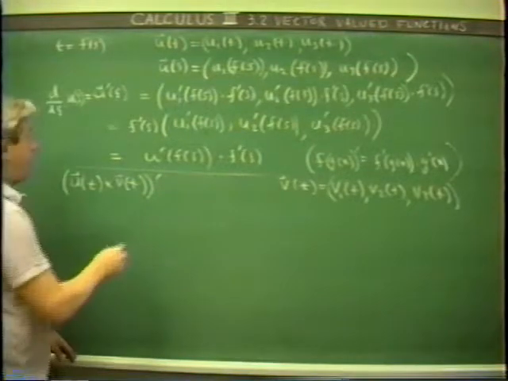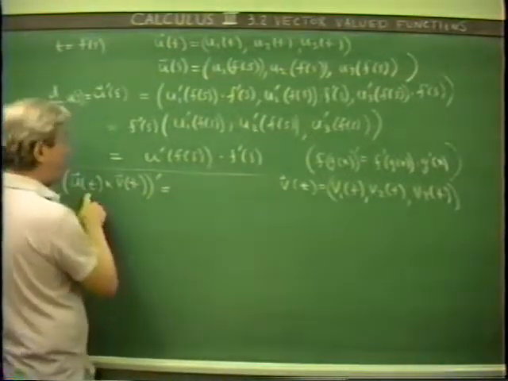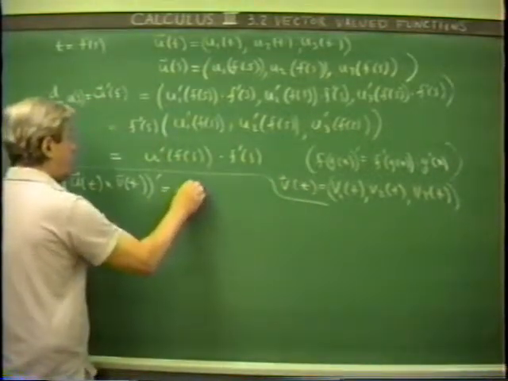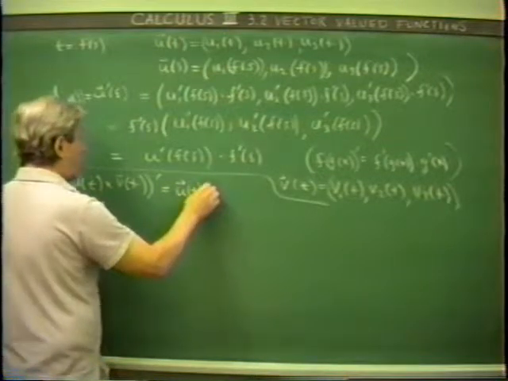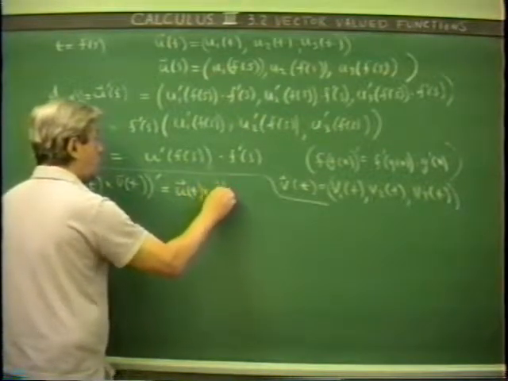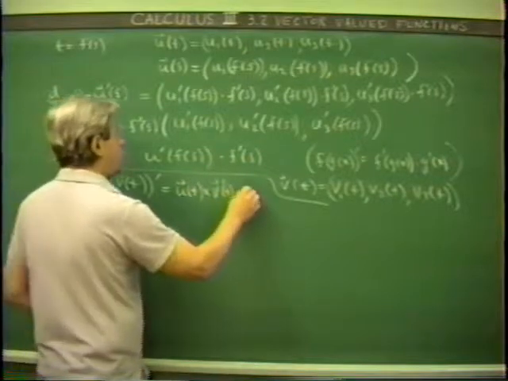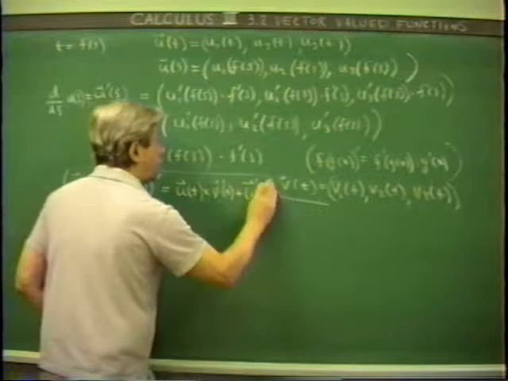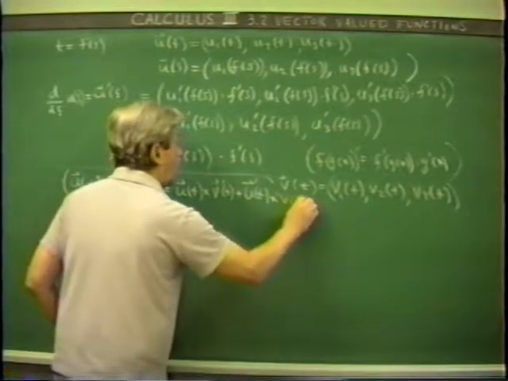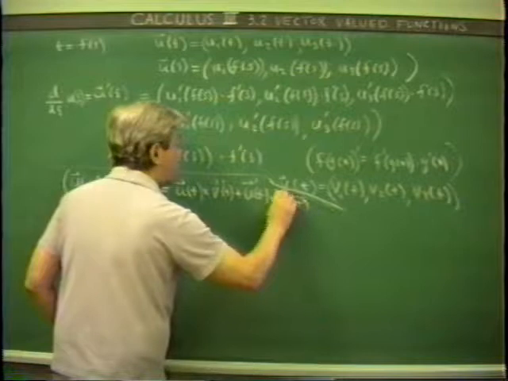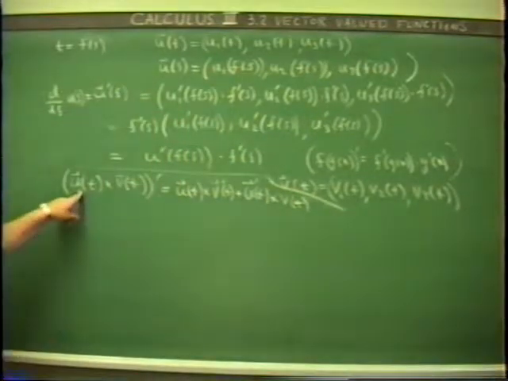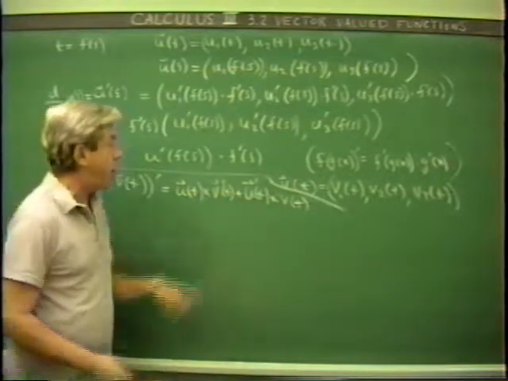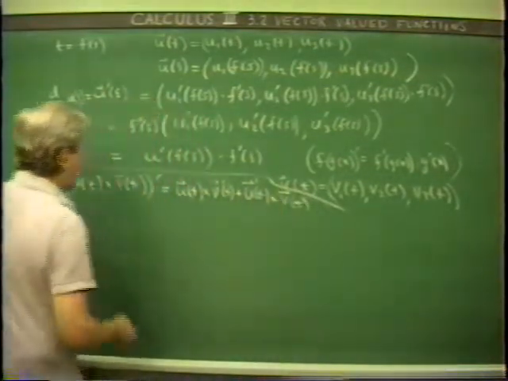Now this is going to be a vector valued function, and the formula that we're going to get here is that the derivative of this cross product is equal to the first crossed with the derivative of the second plus the derivative of the first crossed with the second. So you've got a natural rule for the cross product. The derivative of u cross v is u crossed with the derivative of v plus the derivative of u crossed with v.